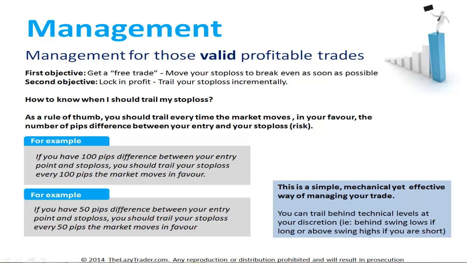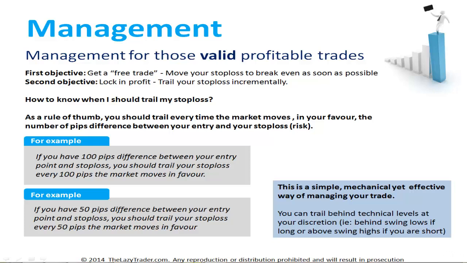But how do we know when to move our stop loss? That is the burning question. Well, as a rule of thumb, you should always trail your stop loss every time the market moves in your favor the number of pips between your entry and your stop loss. So if you have a difference of 100 pips between your entry and your stop loss, then you should trail every 100 pips the market moves in your favor. If, say for example, you have 50 pips difference between your entry and your stop loss, you should trail your stop loss 50 pips as the market goes in your favor, and so forth. So every 100 pips the market moves in your favor, you should always trail 100 pips behind.